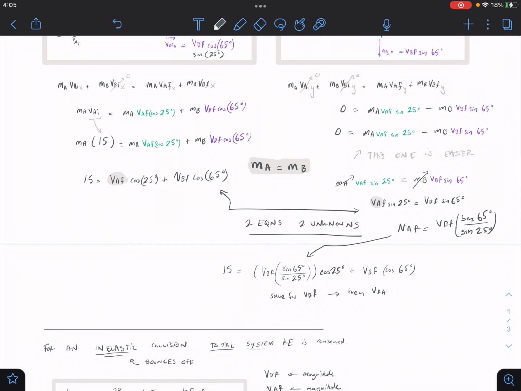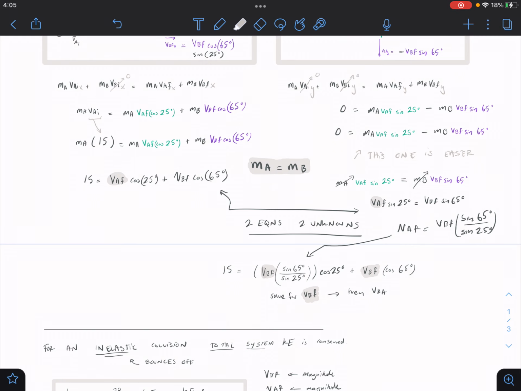Okay, so basically then I only have one variable left. It is this guy and this guy. And so I can rearrange and solve for V_BF. And once I have V_BF, I can go back and use this equation and figure out V_AF.